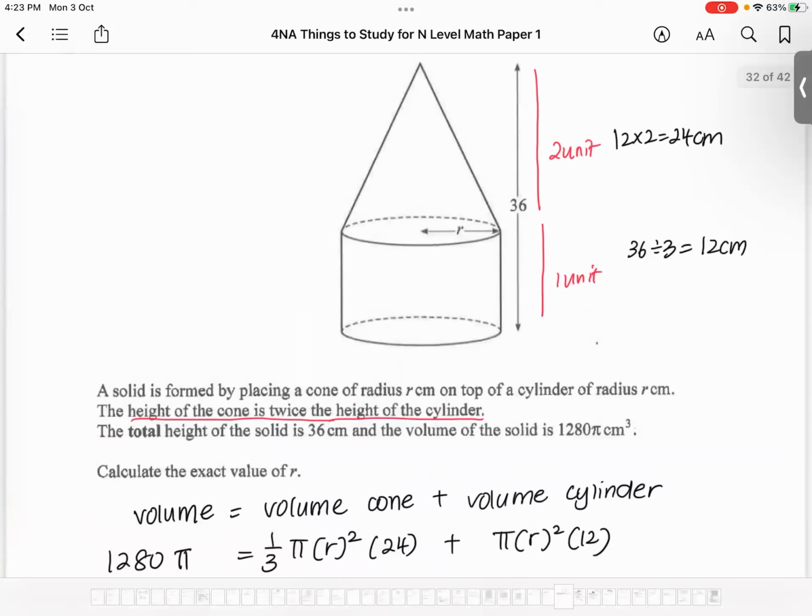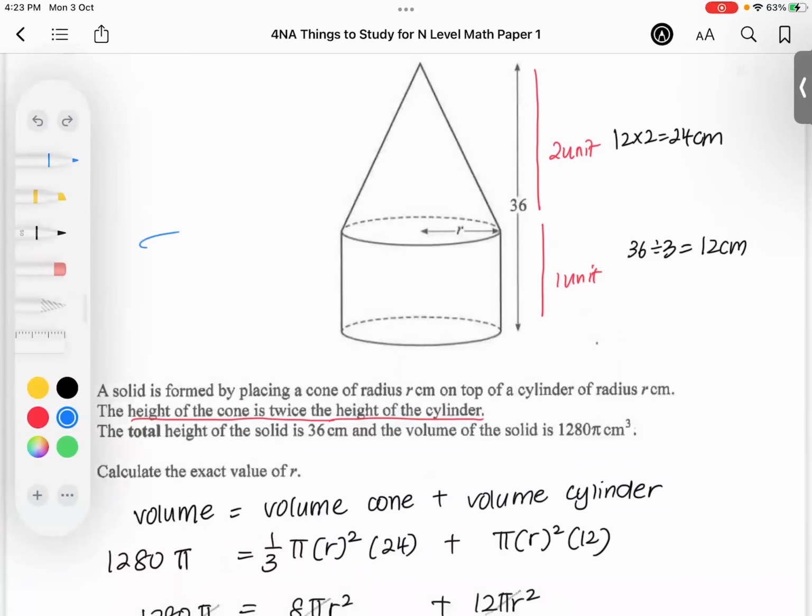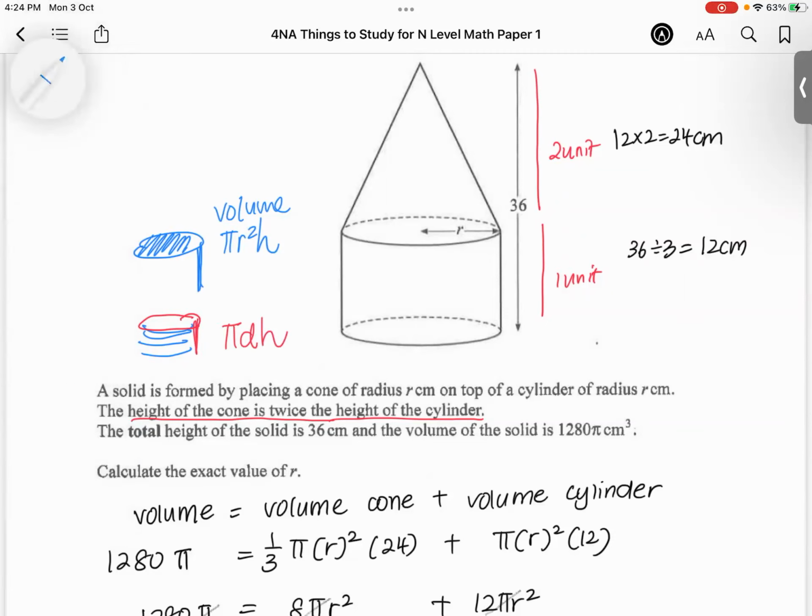Cylinder, formula for volume of cylinder: base area, which is pi r square, times the height. So this is the volume. Curved surface area of cylinder: take the circumference, pi d, times the height. For cone, the formula sheet has the formula. Please go and read the formula sheet.